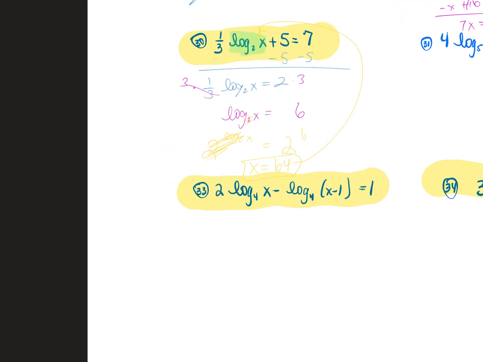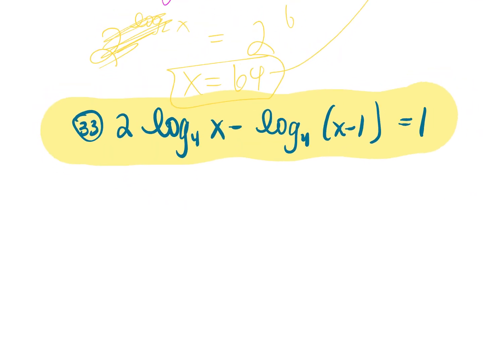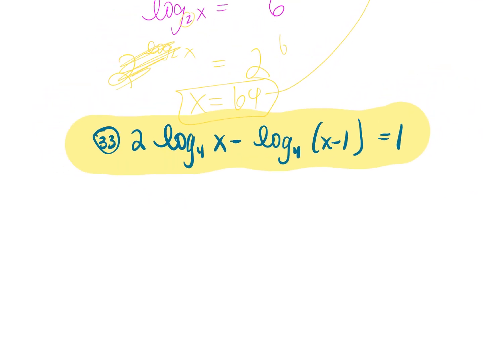One more, two more. All right, this has got a lot going on. Whenever you see two logs on the same side, what do you think you should always do? Condense. You should always try to smush them together. It's a good rule of thumb. So looking at this, I see a coefficient. What is that coefficient going to become? An exponent, good. And I see this subtraction. What is that going to become? Division. So I'm going to rewrite this as log 4 of x squared over x minus 1. You guys agree with that?